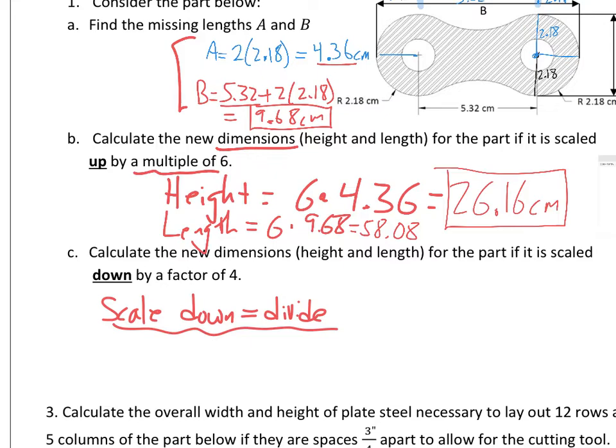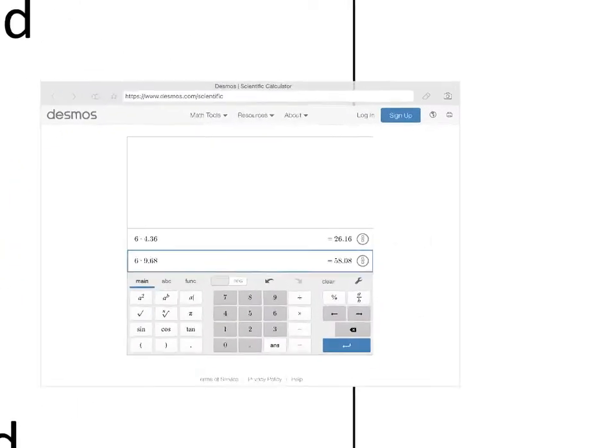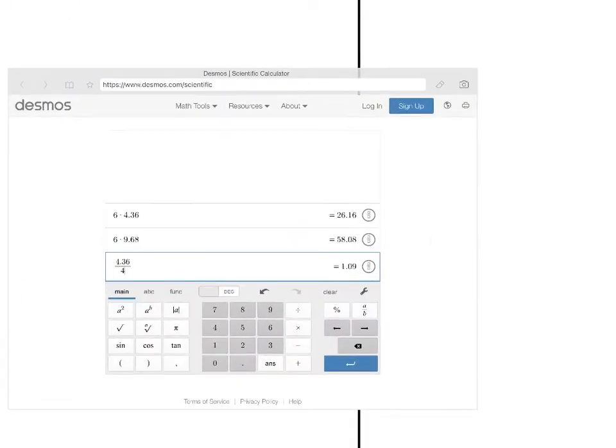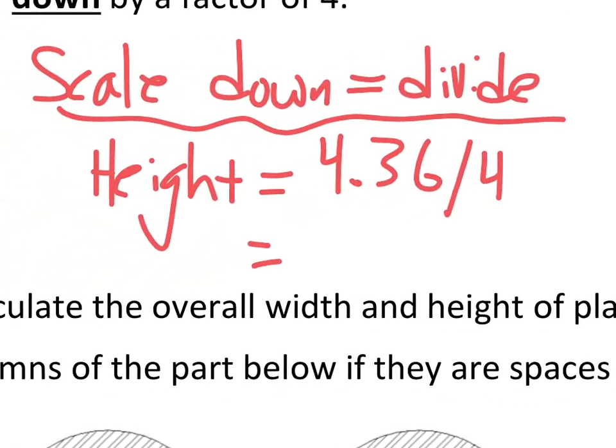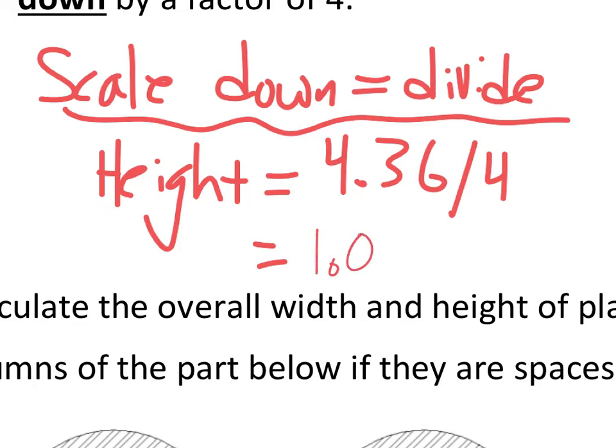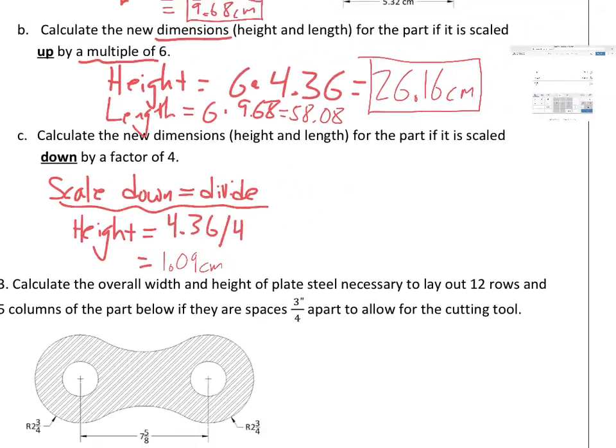All right, so if we take our original height, let's scale down the original one. That was 4.36, and we're going to make that 1/4 of what it is, all right? So we can have a 1/4 scale model here. So using our calculator, 4.36 divided by 4, we get 1.09, it looks like. That's something we probably could have done by hand. Makes sense, 1.09 centimeters, okay? There's our new height if we scale it down to a 1/4 model.